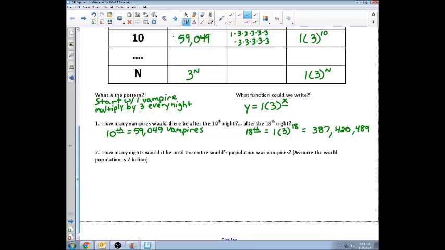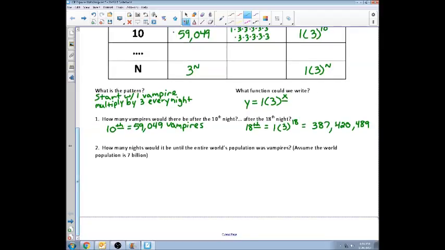387,420,489 vampires. So in only 18 nights, we went from 1 to 387,420,489 vampires. So the question now is, how many nights would it be until the entire world's population was vampires? Assume the world population is 7 billion.